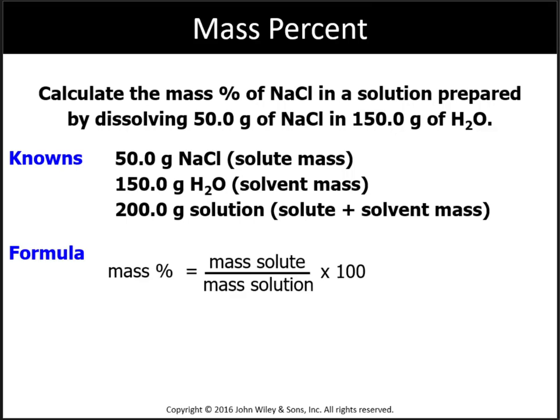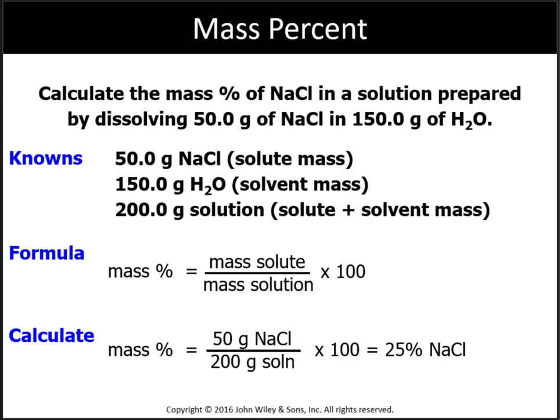Now mass percent is the mass of solute over the mass of solution times 100. So 50 grams is our solute, 200 grams is our solution, and your sodium chloride solution is going to be a 25% sodium chloride solution.